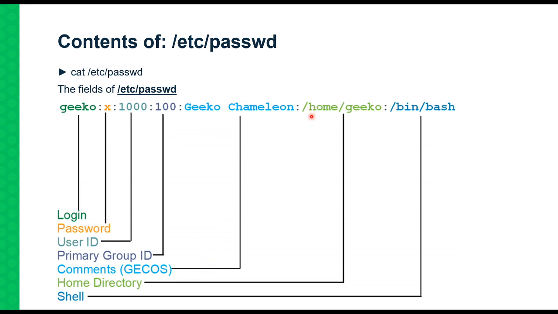Then the next section we'll be looking at is our home directory. So now we know where our home directory for the user Geeko is by viewing the file /etc/passwd. Then lastly, our shell is also noted within the passwd file.